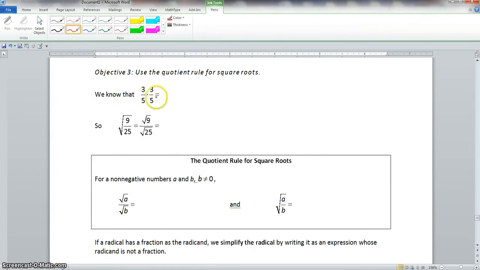It says we know that 3/5 times 3/5 is 9 over 25. So the square root of 9 over 25 is equal to the square root of 9 over the square root of 25, which is 3/5. So it says for non-negative numbers a and b, with b not equal to 0, the square root of a over the square root of b is the same thing as the square root of a over b, where both of them are under the radical. And here the square root of a over b is the same as the square root of a over the square root of b.